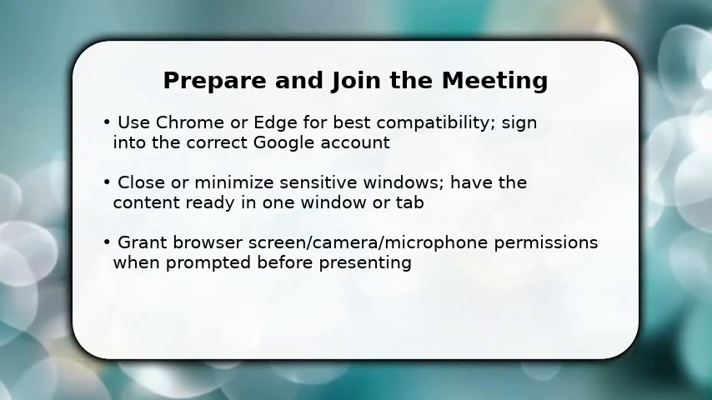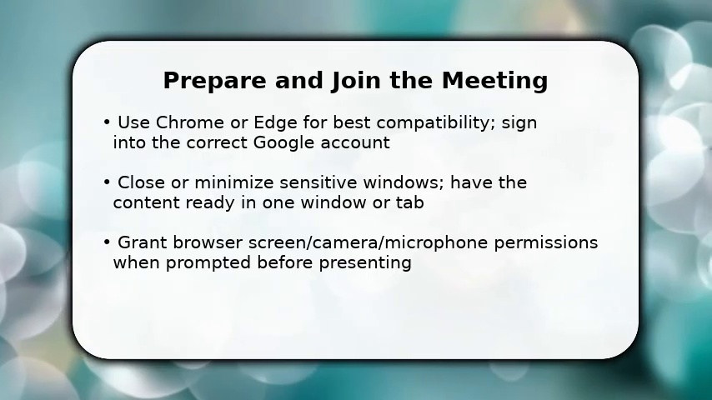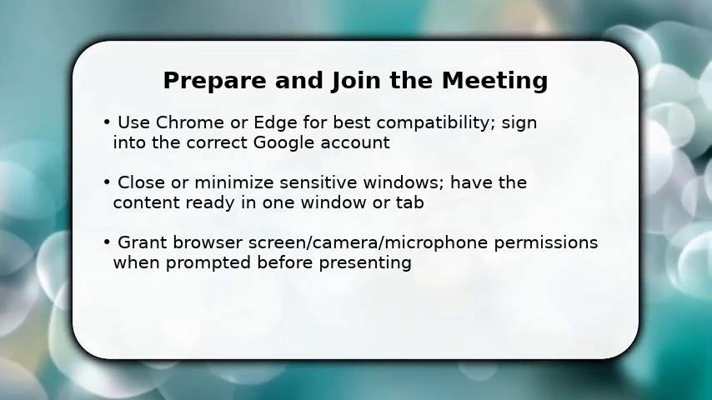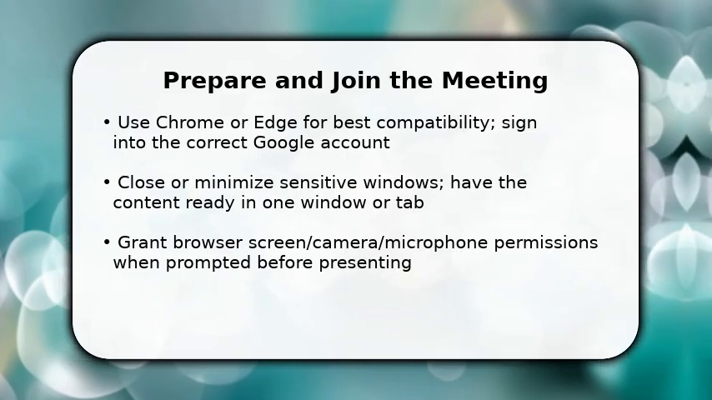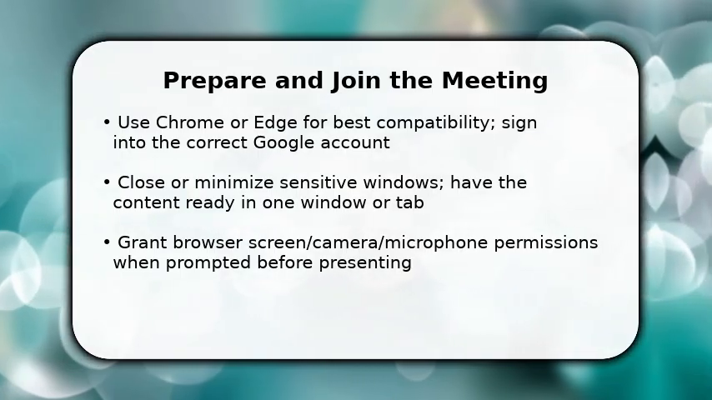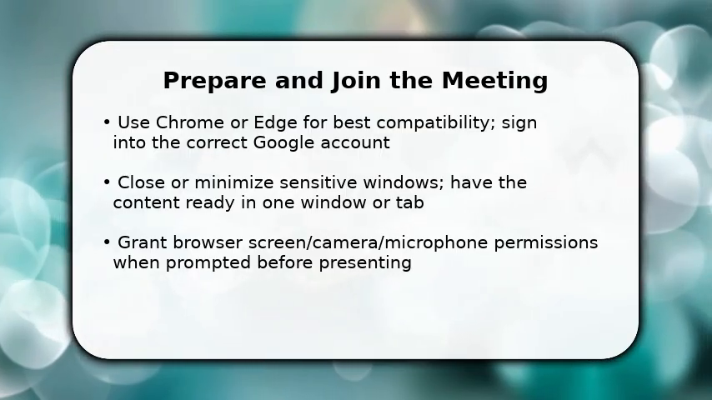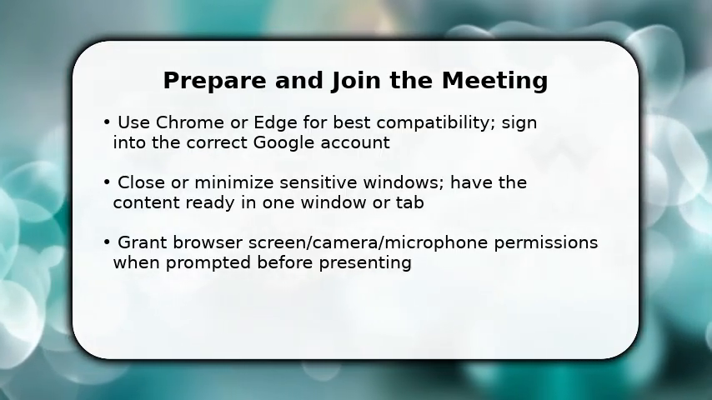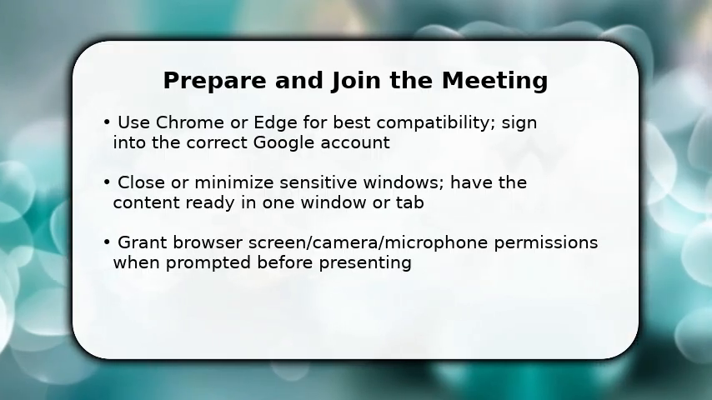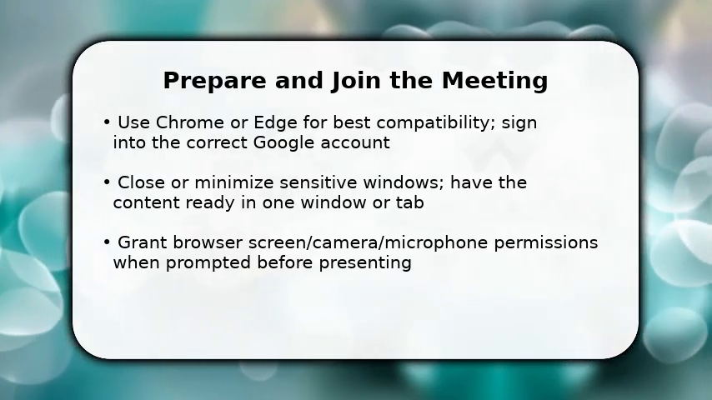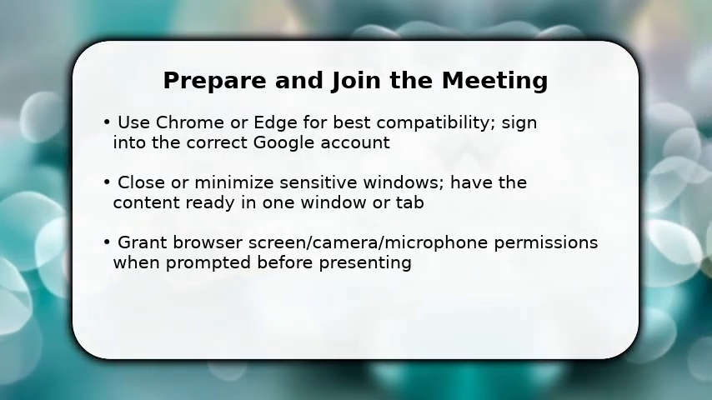You start by joining the Google Meet meeting with the right account and browser. Make sure Chrome or Edge is active for full features. Once joined, close or minimize any windows you don't want visible and open the single window or tab you'll present. Make sure the browser asks for screen, camera, and microphone permissions. Allow them now. Then look for the Present Now button at the lower right.